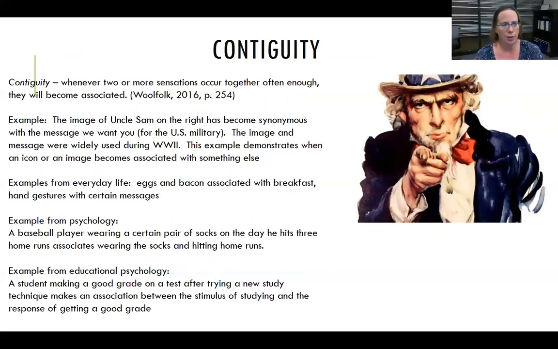Okay, so let's start with this term contiguity, which is the second bullet that we had. This is something that you need to have a handle on, and contiguity is actually pretty simple. Contiguity is whenever two or more sensations occur together often enough, they will become associated. So you may have heard the term association in the past. So contiguity we could consider to be a synonym with association.